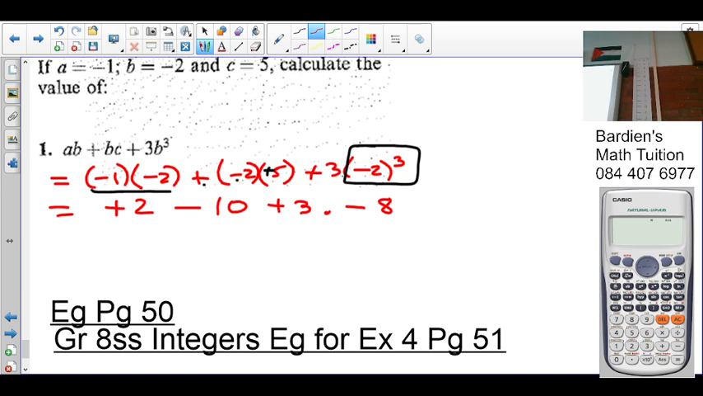Can I add the terms already? No. Right, let's rather keep it in a bracket. That needs to be sorted out first. So it's going to be 2 minus 10. I could have written negative 8. But what is positive times negative? Negative. 3 times 8? 24. What's 2 minus 10? Negative 8. Negative 8 minus 24. Negative 32.